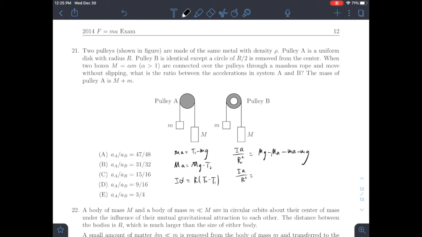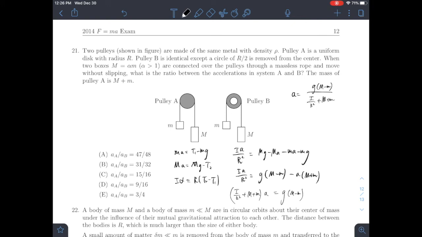So I a divided by R squared is equal to g times (M minus m) minus a times (M plus m). So now we can use this expression to calculate a. So (I divided by R squared plus M plus m) times a is equal to g times (M minus m). Then what is a equal to? a will be equal to g times (M minus m) over (I divided by R squared plus M plus m), right?